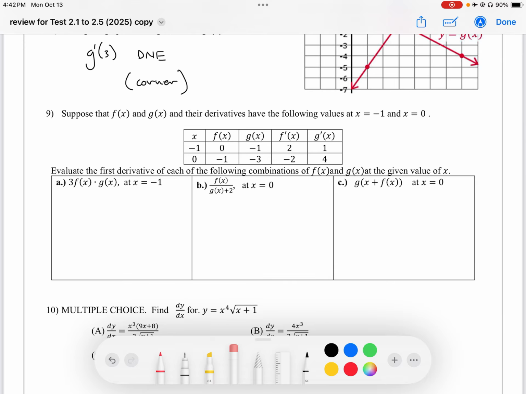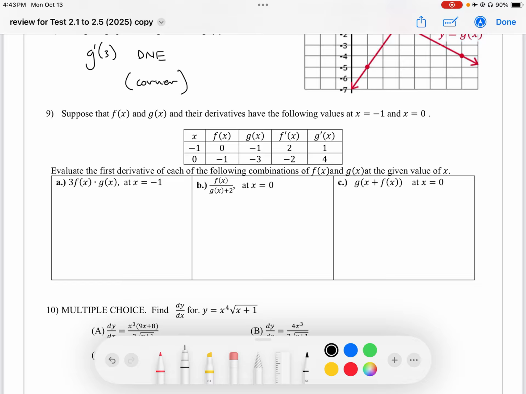Moving on to number 9. Suppose f and g and their derivatives have the following values at x equals negative 1 and x equals 0. Okay. Evaluate the first derivative of each of the following combinations of f and g at the given value of x. This is a great problem because there's nothing that is super hard mathematically about this, or I mean computationally, but the actual mathematics, it's testing your knowledge of that.